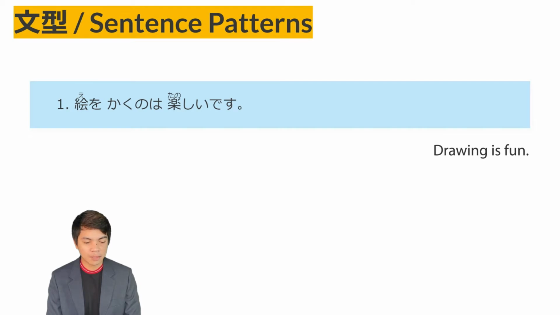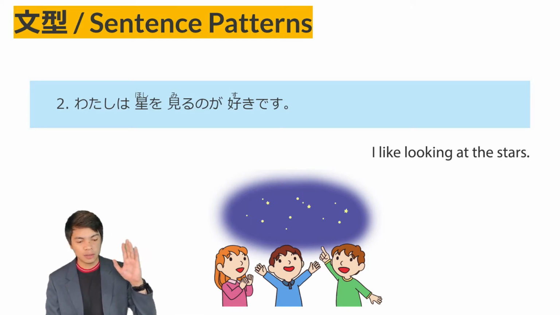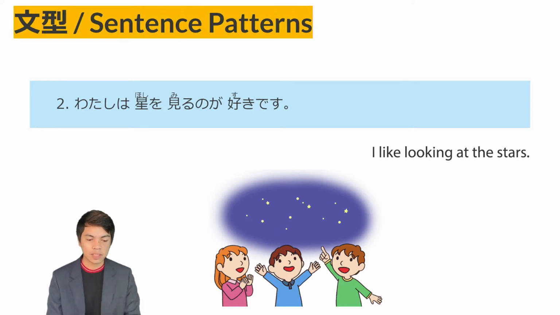Sentence pattern number 2. Watashi wa hoshi o miru no ga suki desu. From the sentence watashi wa hoshi o mimasu, to watch or to see the stars, to look at the stars. By adding no to the dictionary form, miru no, it now becomes a noun.